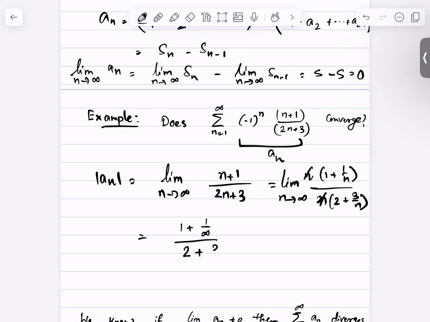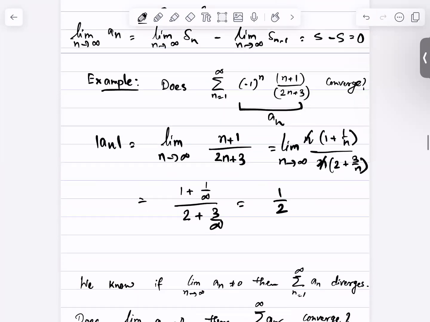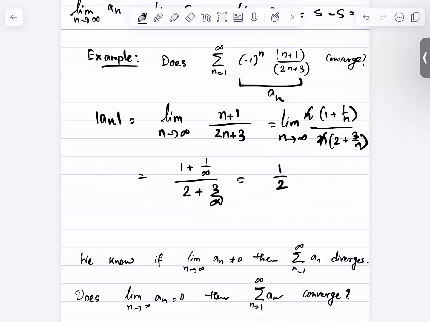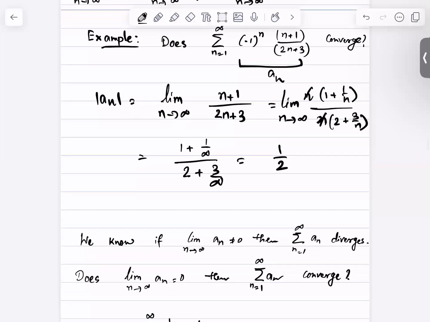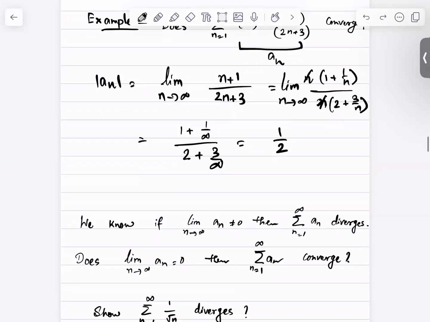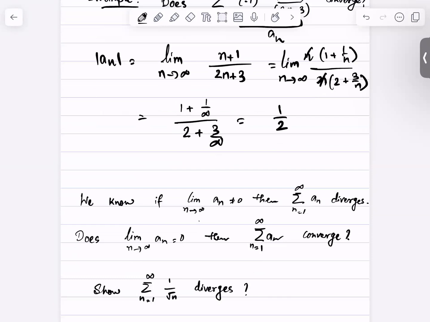And 2 plus 3 over infinity, which is just 1 over 2. So therefore, I see that my modulus of an is not going to 0. It's basically going to half. So therefore, the series diverges. We know that this is not convergent. We know that this sequence is not going to 0. So therefore, an diverges.